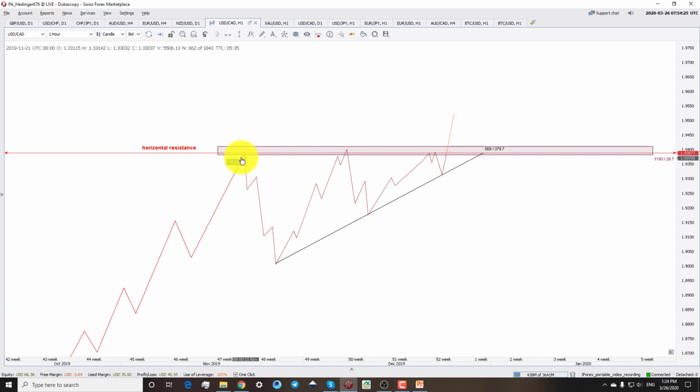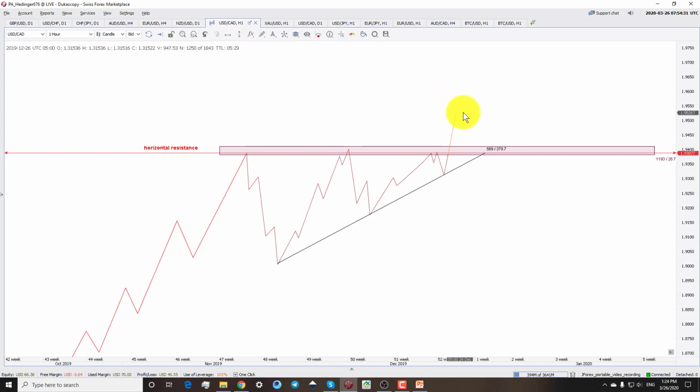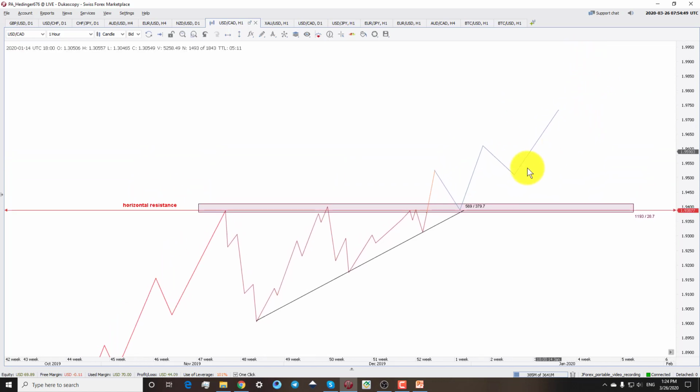So here we had a strong horizontal resistance. Now if this is broken, what we can expect from here is that the price will go to retest this resistance as a support. There is a possibility that it will act as a support and the price will eventually rise further like this.